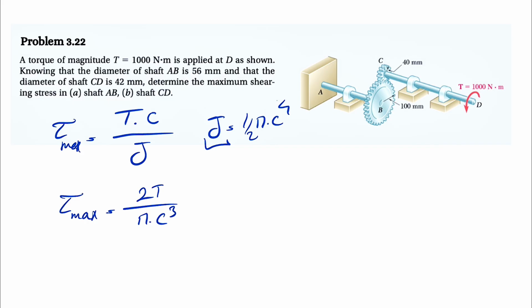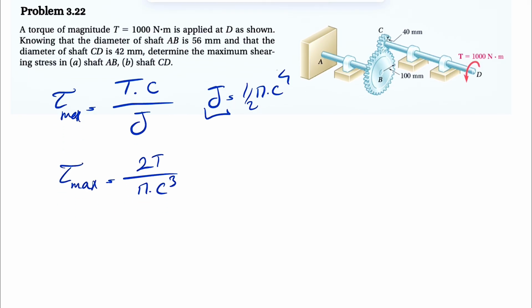And very simple on this one, we just have to figure out the torque in member CD and AB, and after that it's easy enough to find the maximum shearing stress because we have the information for the radius. We know the diameter is 56 for AB and 42 for CD. So let's start with the CD. As we talked about in the previous video, the internal torque in the shaft CD is going to be the 1000.